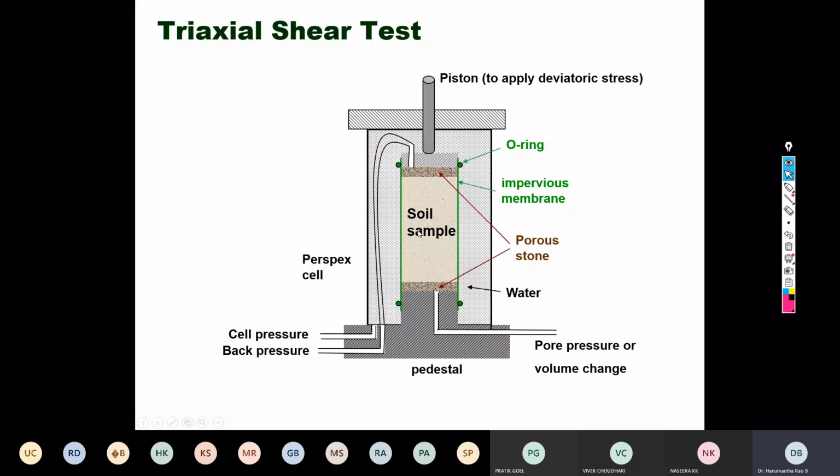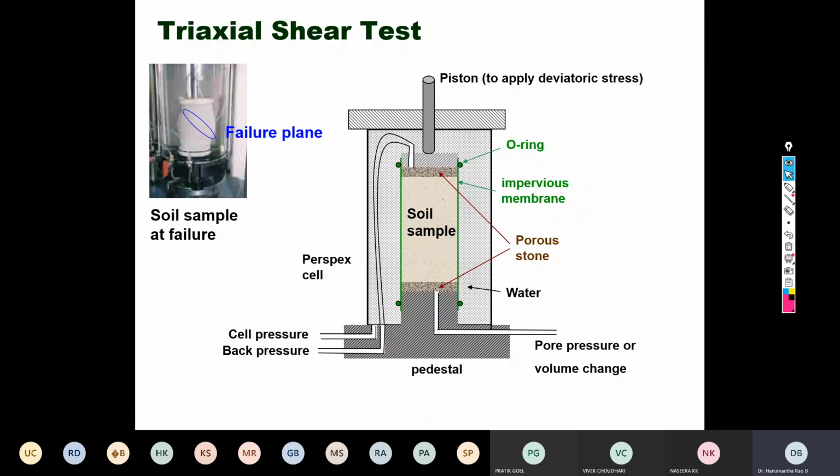So this is the triaxial soil sample. This is the soil sample and there are porous stones. This is a simple schematic that everybody is well aware of, so I'm not going to stress anything on it. Then this is the schematic and this is the failure plane that has developed on the soil sample.